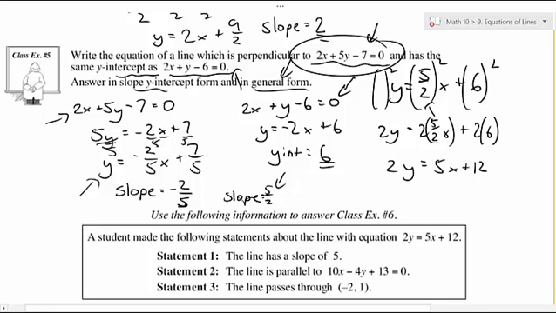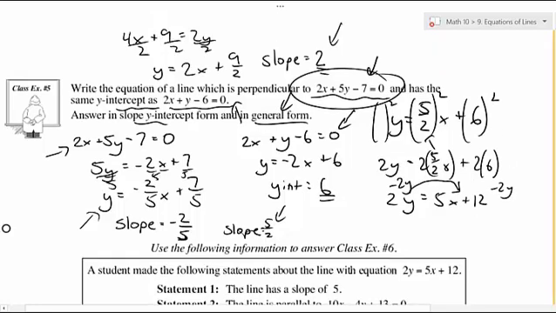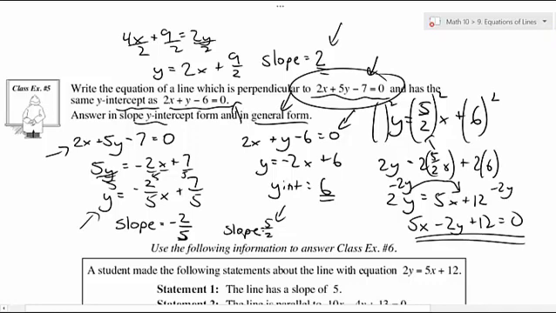All right, now all I need to do is to get this into a situation where this y is over here, so I can subtract 2y from both sides. That's going to give me 5x - 2y + 12 = 0. So that's my general form here. I'm going to underline that so that my teacher can see it. All right?